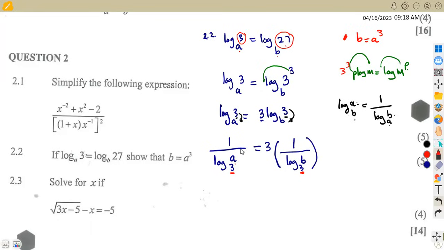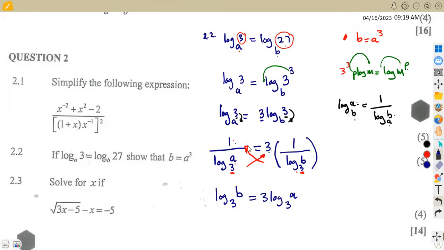Okay. I want us to see something. Let us cross multiply so that we can remove our fractions because we are now dealing with fractions. So if you cross multiply here, this is going to be log B base 3 times 1, which is log B base 3, is equal to 3 times log A. So it is going to be 3 log A in base 3 like this. We multiplied the 3 and the log by cross multiplying.